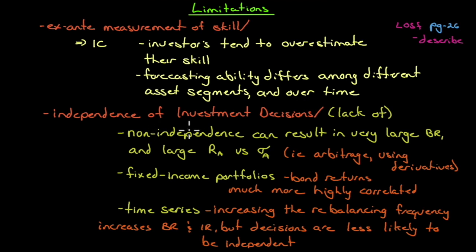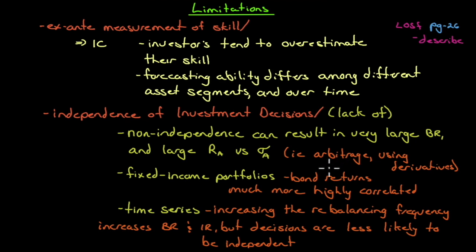Here's the bigger threat: independence of investment decisions, or the lack of independence. That's one of the assumptions in getting to BR, that you have this independence of investment decisions, or that your BR is the number of independent investment decisions that you make. But how independent are all your decisions, right? Non-independence can result in very large measures of BR and large amounts of active risk, active return versus active risk.